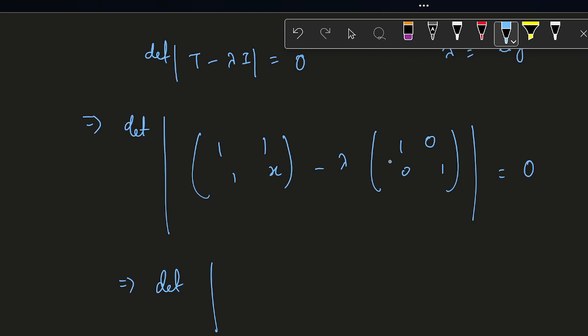It will be 1 minus lambda. The second term is lambda into 0, so 1 minus 0 means 1. The third term is 1 minus lambda into 0, that means 1 minus 0, that is 1. And the last term is x minus lambda into 1, that means x minus lambda. And the whole determinant will be 0.